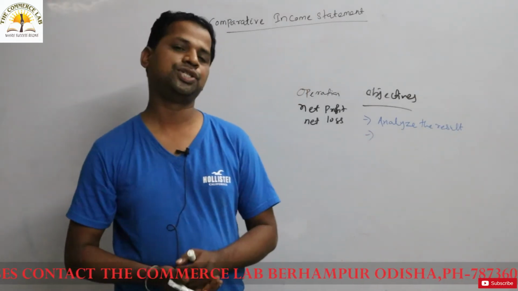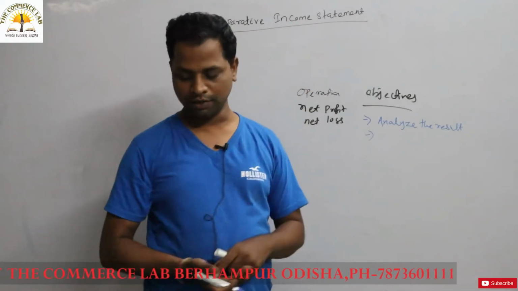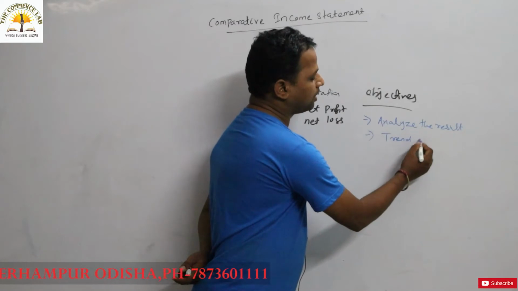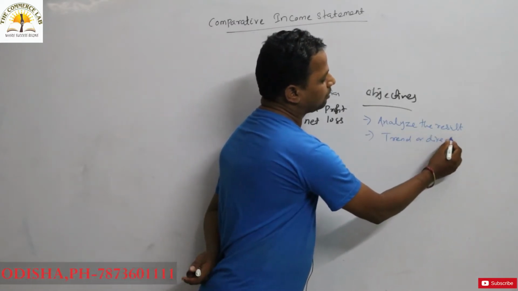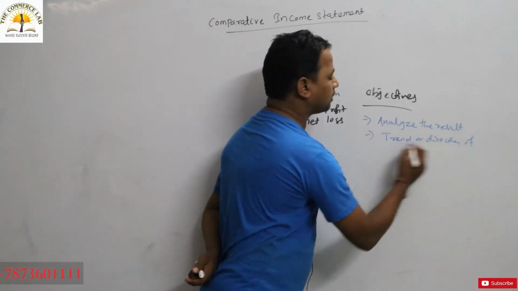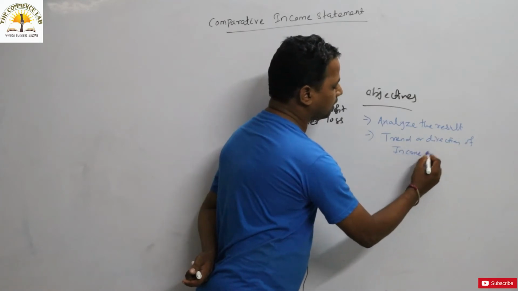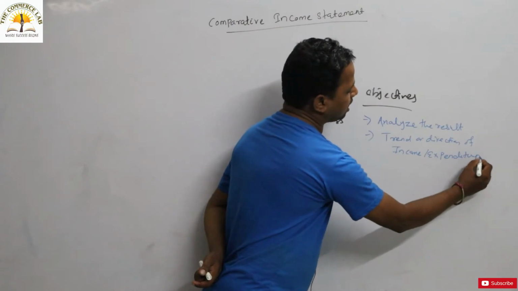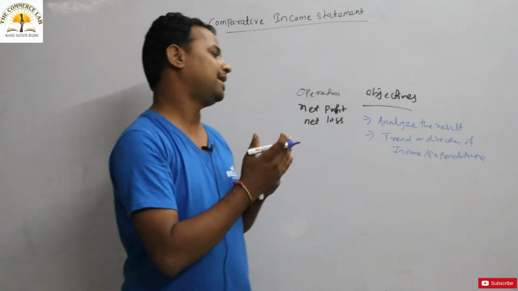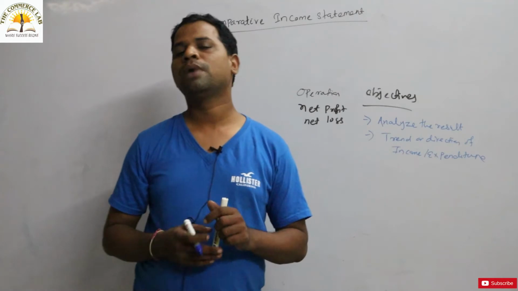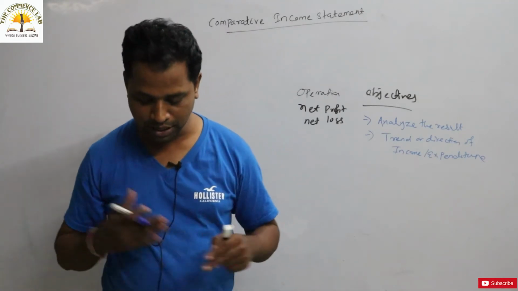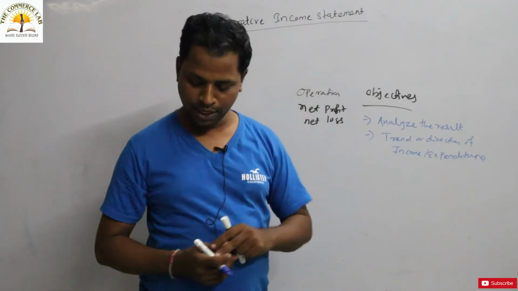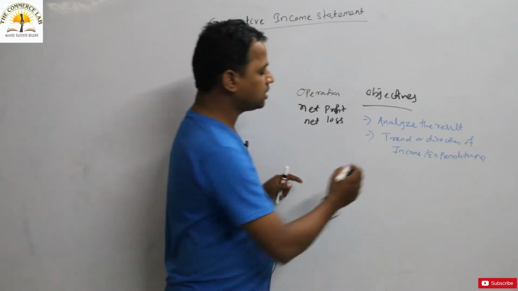To analyze such result, we require comparative income statement. Also, it will show the trend or direction of income and expenditure. Okay, so through this comparative income statement, one can know the trend and direction of income and expenditure. Income and expenditure कितना हद तक क्या हुआ है, चेंज हुआ है, वो पता चलेगा through comparative income statement. Also, it is a usefulness.